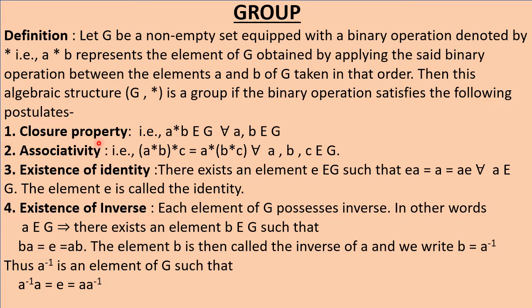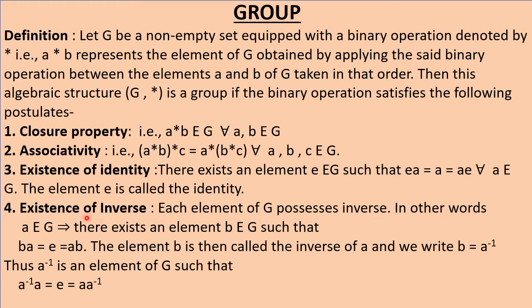First one is the closure property, which means A star B belongs to G for every A, B belonging to G. Second one is associativity, that is (A star B) star C is equal to A star (B star C) for every A, B, C belonging to G. Third one is existence of identity. There exists an element E belonging to G such that EA is equal to A is equal to AE for every A belonging to G. The element E is called the identity.